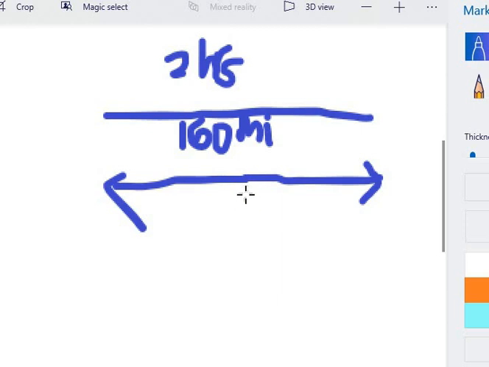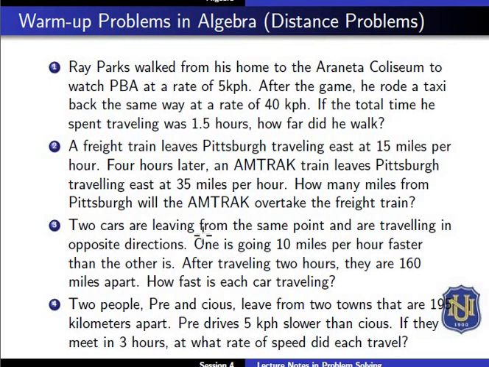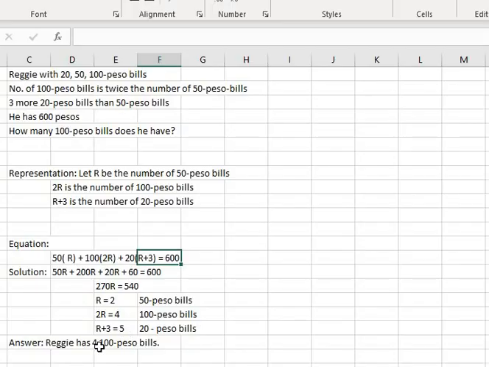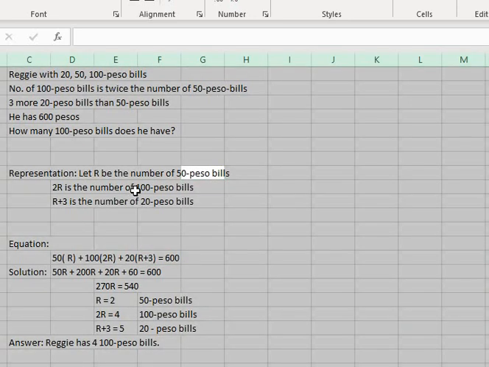And the speed of the other car is faster by 10, sorry, not kph, 10 miles per hour faster than the other. So after traveling for 2 hours, they are 160 apart. Okay, so let's solve that using again our Excel.